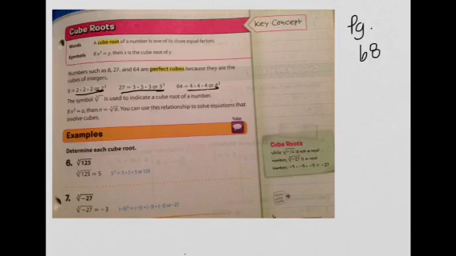Now we're going to find the cube root of negative 27. Negative 27's cube root is negative 3. Notice that negative 3 times negative 3 times negative 3 is negative 27. Remember that we could not find the square root of negative 27. That was no solution because no two numbers multiply together to give us a negative 27.